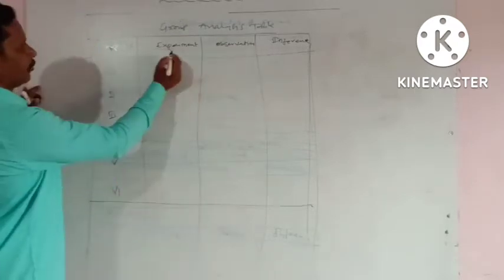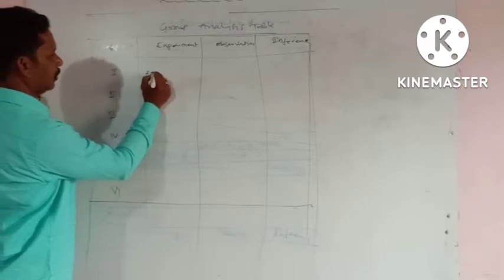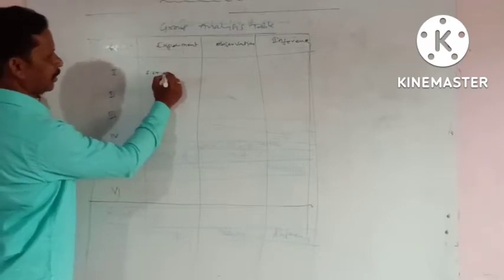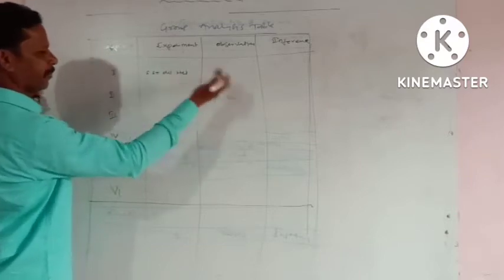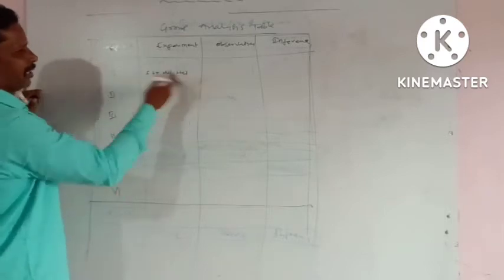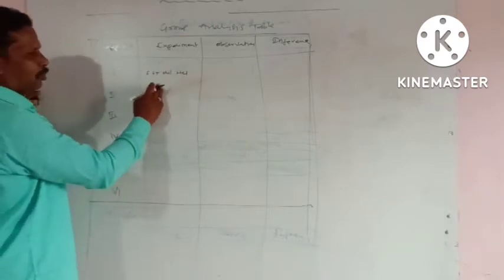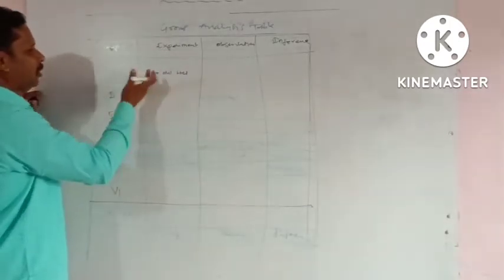Here, for the first group, what are the reagents? Salt solution plus dilute HCl. You need not write like this; you may write what is there in your textbook. So to the salt solution, dilute HCl is added. This is the first group reagent.